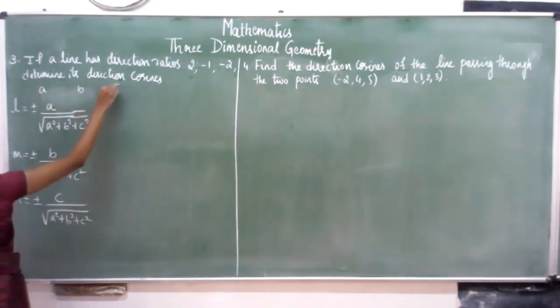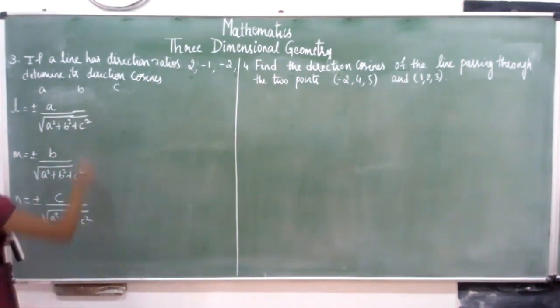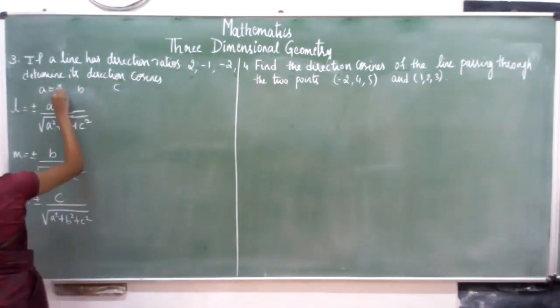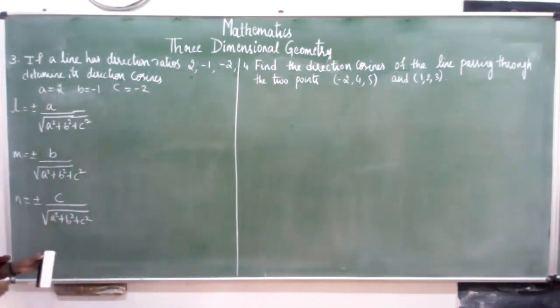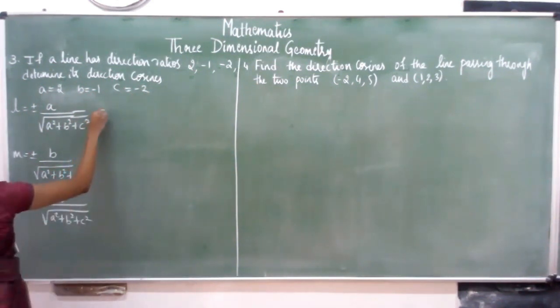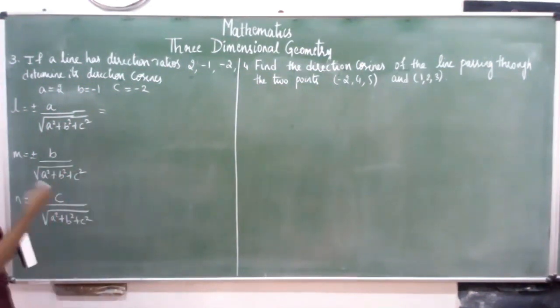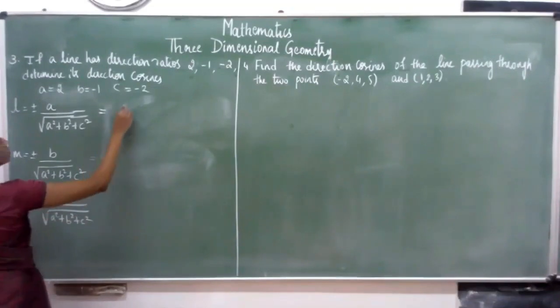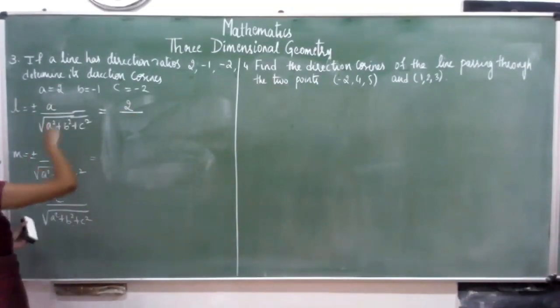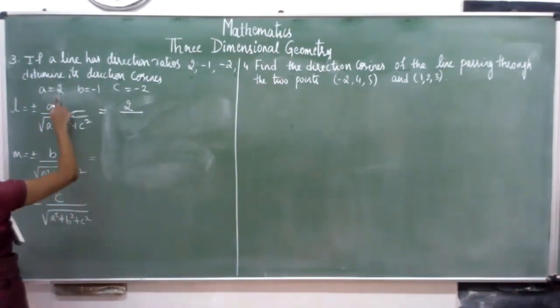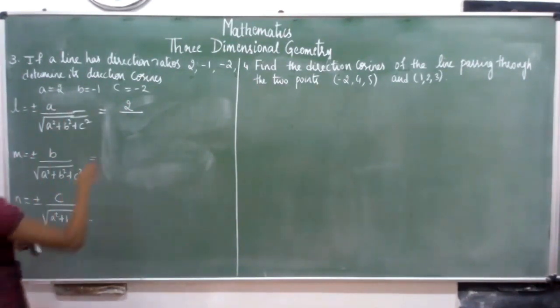So here, what have they given? They have given A, B, C, that is, the direction ratios are given. What is the value of A here? It is 2, and B is minus 1 and C is minus 2. These are the direction ratios. Now let us find the direction cosines by applying these values in the formula. This is equal to 2 divided by, here you are not supposed to write plus or minus. This indicates you should take the sign of the given direction ratio.